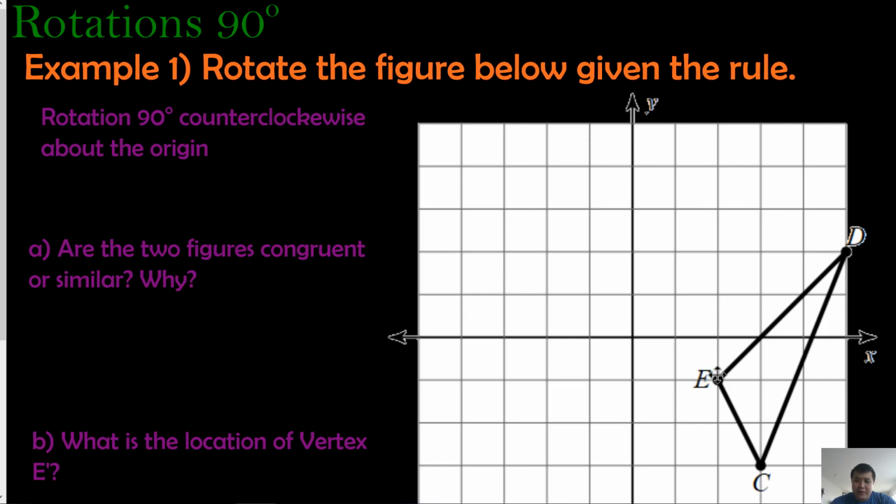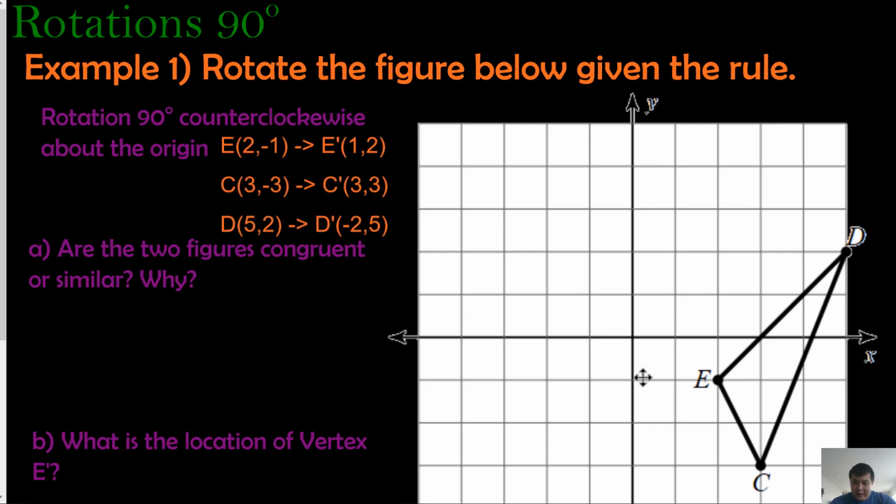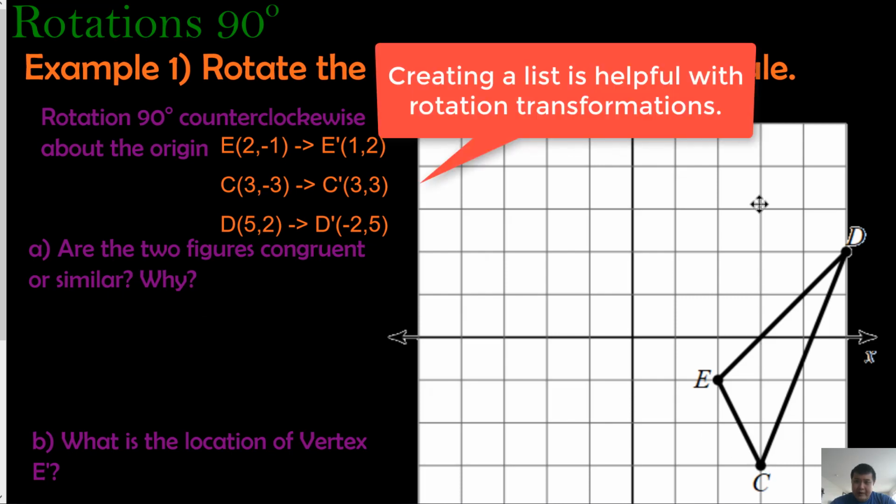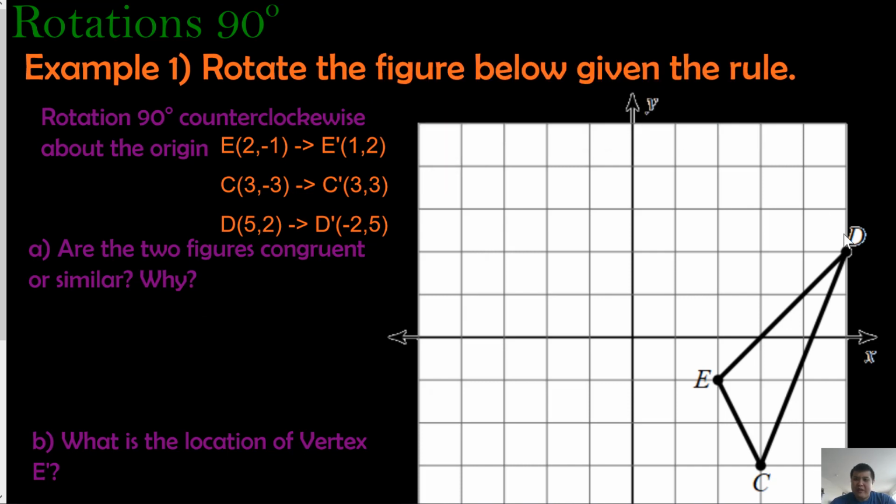And so we also said that every time we do that, we have to switch the x and the y. So E goes right here: this 2, negative 1 becomes 1, 2. C, which is 3, negative 3, becomes 3, 3, because when we flip it, we also have to make them positive because it's going to quadrant 1. D, which is going to go to quadrant 2, is currently 5, 2. It's going to become negative 2, 5. And it should look something like this.